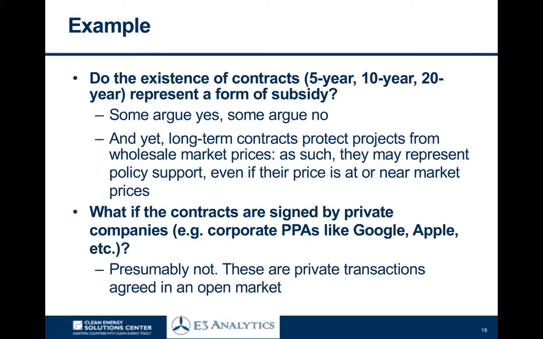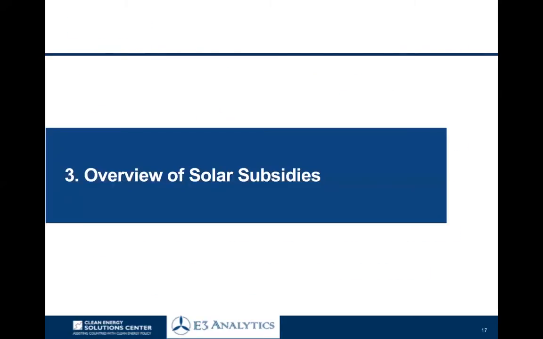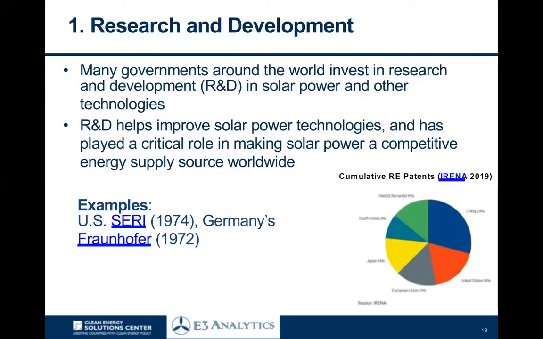What we typically mean by solar subsidies is when the government is intervening explicitly in the market and supporting a particular technology. So with that said, let's dive in and look at the menu of the main solar subsidies that have been used historically. The first, which is the one we also started off with at the very beginning, is research and development. Many governments around the world have invested and continue to invest in R&D for solar power. R&D helps improve the technologies and make them more efficient, and it has played a critical role in making solar power a competitive power source worldwide.